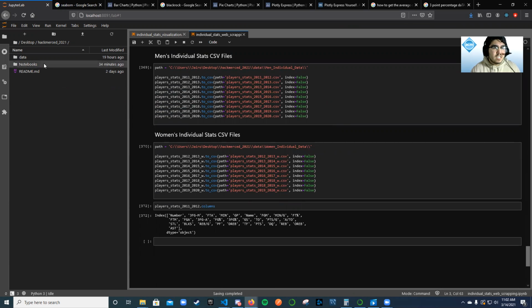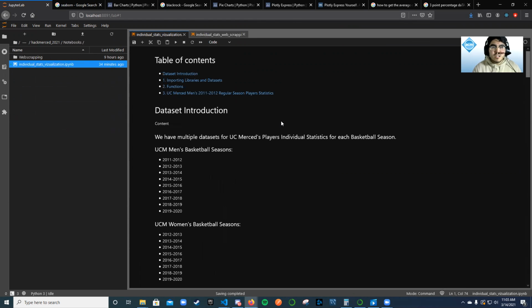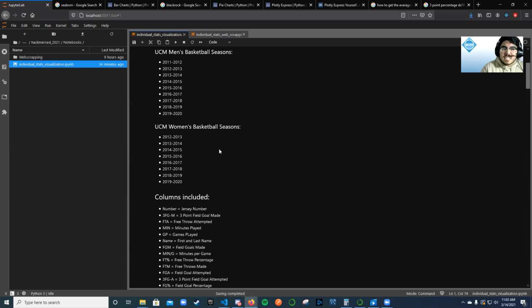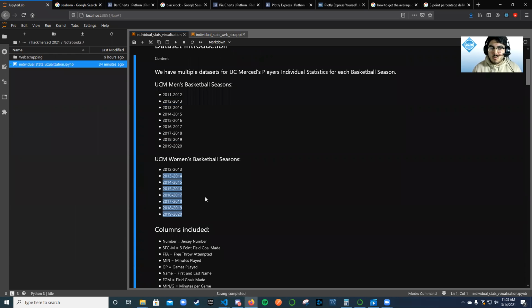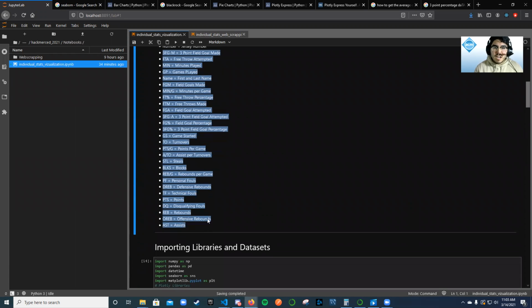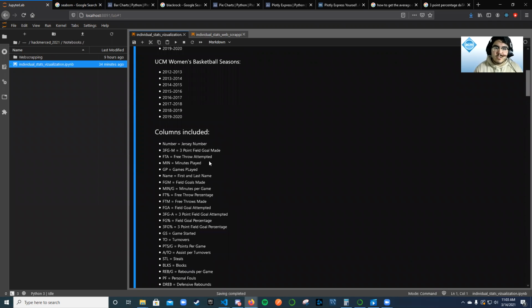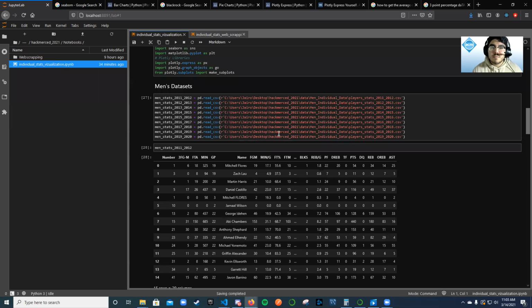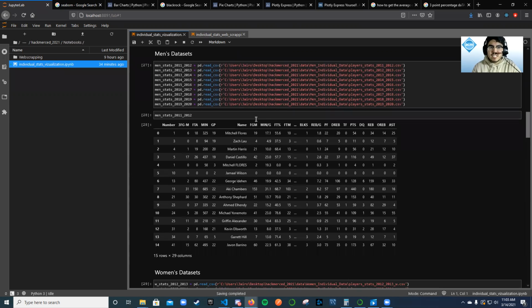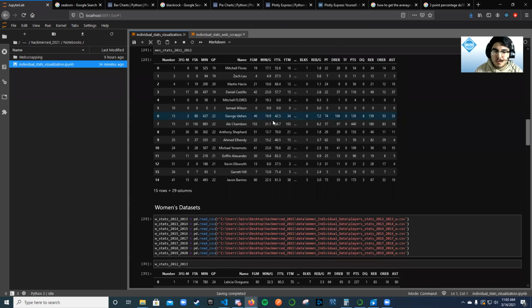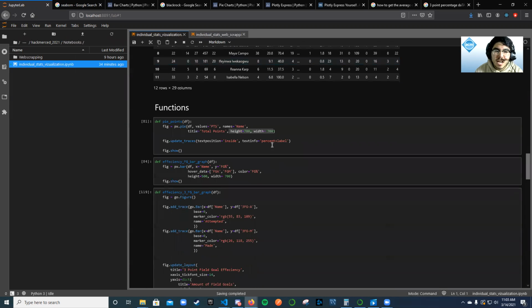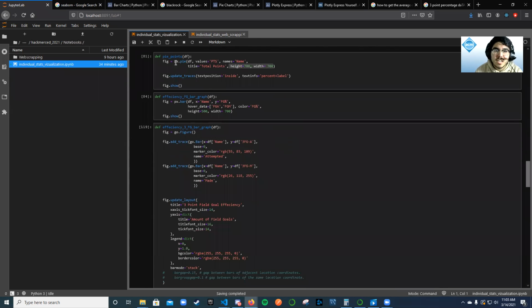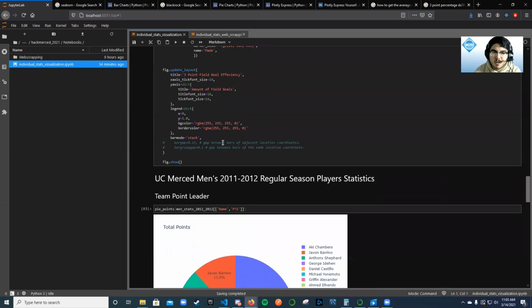Now we go to my other notebook right here. We have a table of content. I explain the data set, how many seasons the men's basketball had, how many seasons the women's basketball had, and the column information. So for people that don't know basketball, here it is. I import some libraries. I call the datasets that I just created in the last Jupyter notebook, right? For both, and I call them for both men and women's. I create some functions which I'll explain shortly. They call pi points, efficiency FG bar graph, and efficiency 3 FG bar graph.